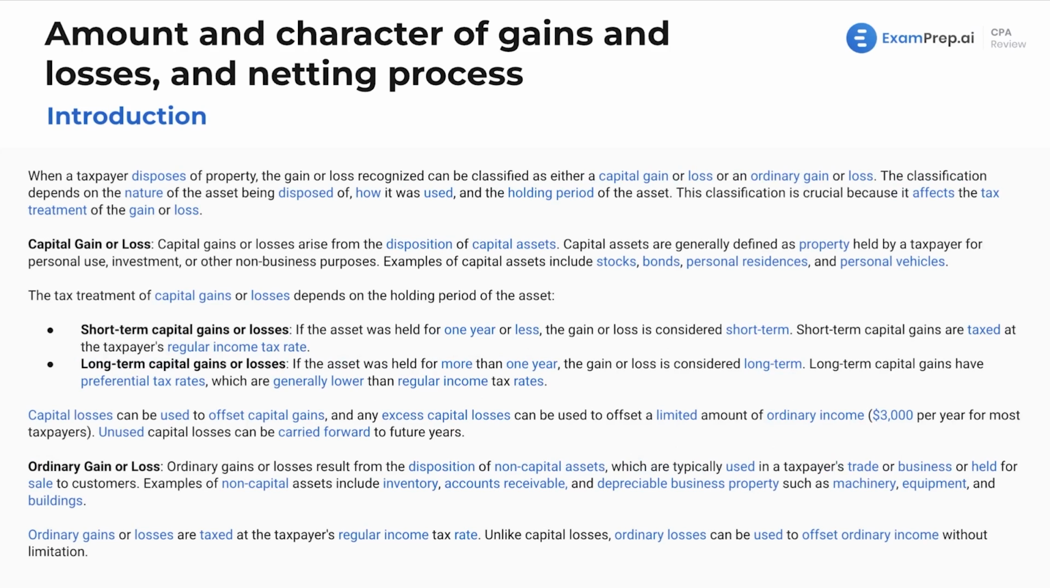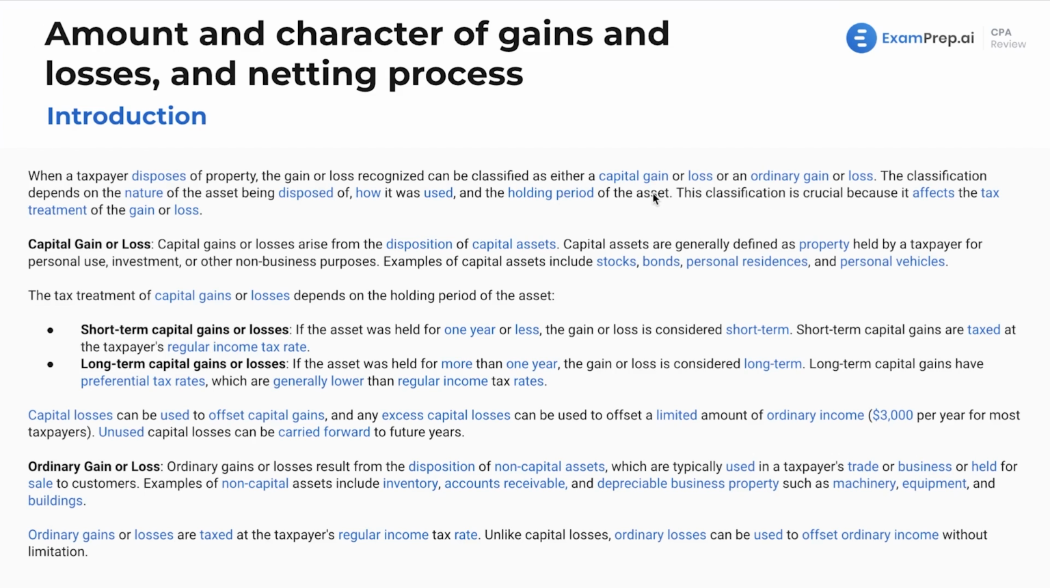Diving into our gains and losses, how are we going to net them all together? We've got gains and losses that generally happen on the disposition of property. Think about it, you don't really recognize any gains or losses when you purchase anything, it's when you sell things. Now, when a taxpayer disposes of property, the gain or loss recognized can be classified as either a capital gain or loss or an ordinary gain or loss.